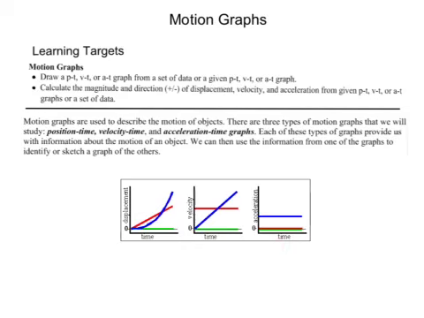What we want to be able to get out of this, our learning targets, is we want to be able to draw position time, velocity time, or acceleration time graphs from a set of data or a given PT, VT, or AT graph. So if I give you a displacement time graph, I'm going to ask you to draw the velocity time graph from that. And then we also want to be able to calculate the magnitude and direction of displacement, velocity, and acceleration from those graphs. Okay?